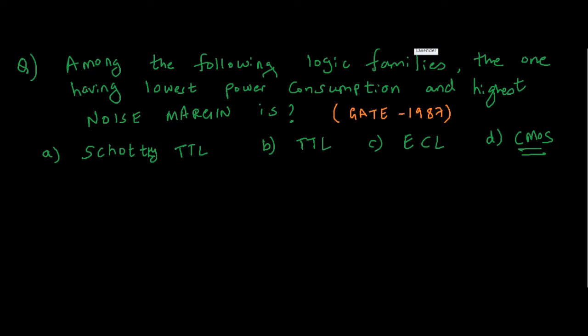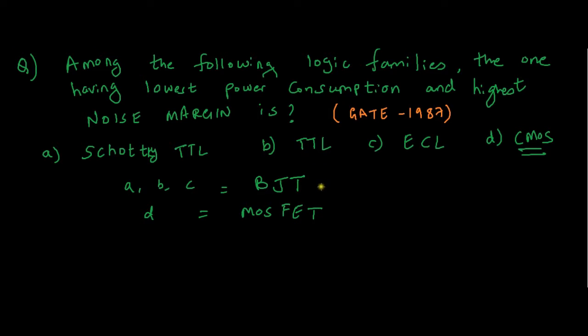So coming to the next question, among the following logic families, the one having lowest power consumption and highest noise margin is? The options are Schottky TTL, TTL, ECL and CMOS. So among these, the first three use BJT. Okay. And the fourth uses MOSFET. CMOS uses MOSFET.